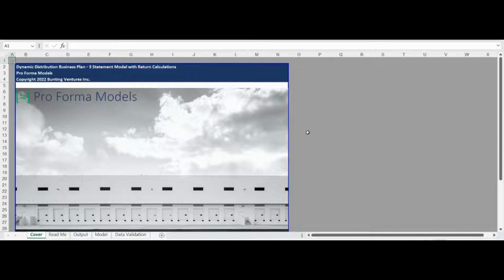Hello and welcome to the Forma Models Dynamic Distribution Business Plan Model Walkthrough. The model is dynamic for up to a 10-year analysis period, can be utilized for startup or existing businesses, and includes levered and unlevered return metrics.